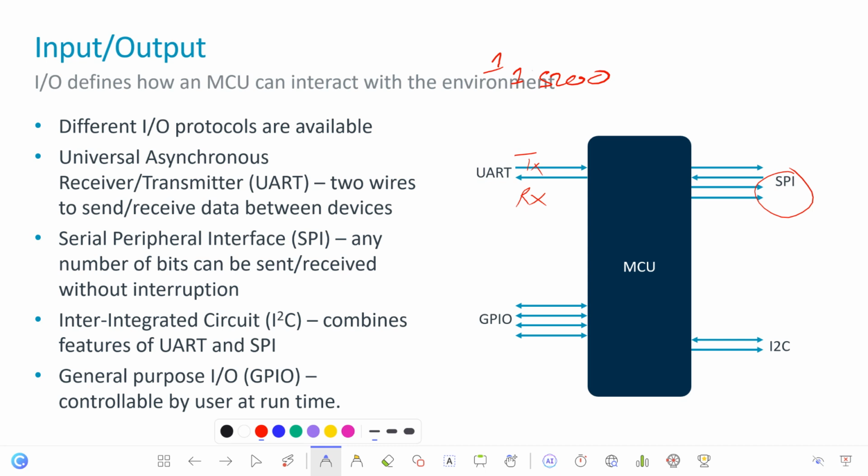This is when it comes to the SPI. Also, we have here the I2C. With I2C we can see that we have sending and receiving on a bidirectional wire. This is how it can differentiate from the UART.